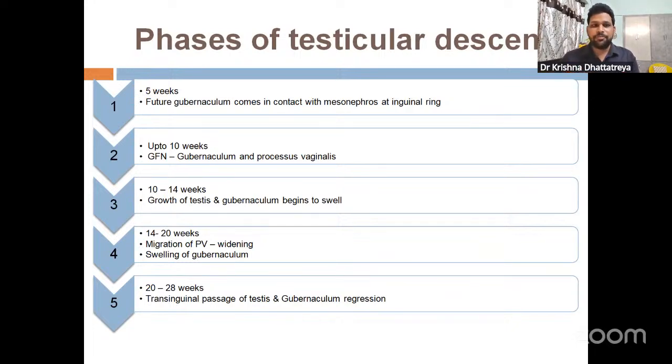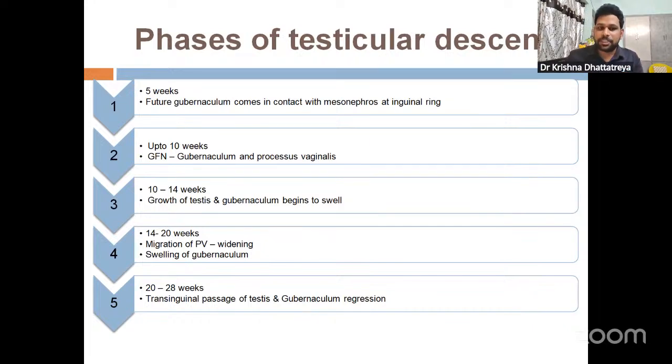The first phase starts at 5 weeks of age, where the future gubernaculum comes in contact with the mesonephros at the inguinal ring, that is the deep ring. At 10 weeks of age, the gubernaculum and processus vaginalis will be formed, and they will accompany the genitofemoral nerve. Because of the formation of the processus vaginalis and the gubernaculum, there will be an adequate passage for the testis to pass from the intra-abdominal region to the scrotal region.